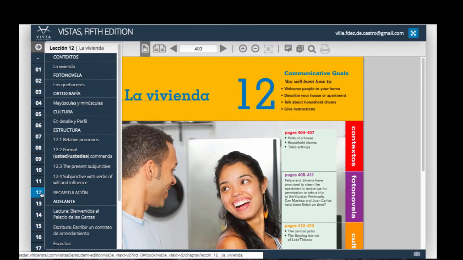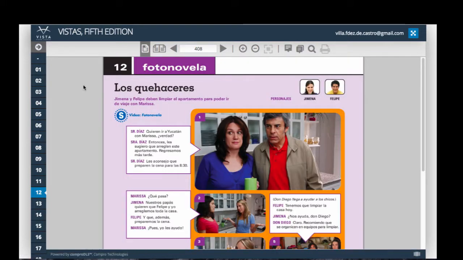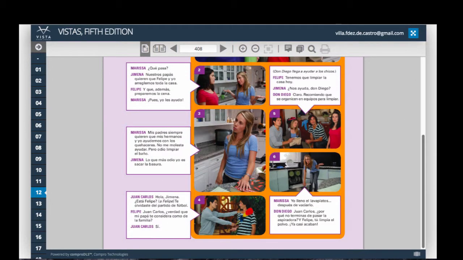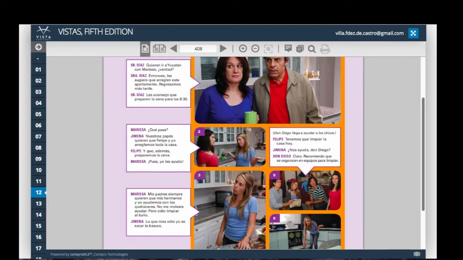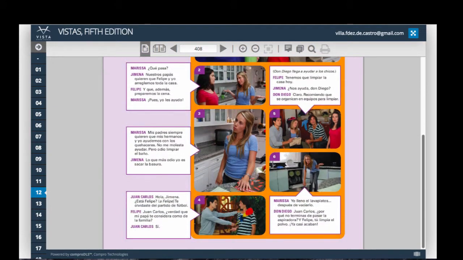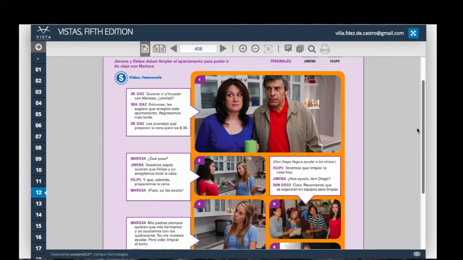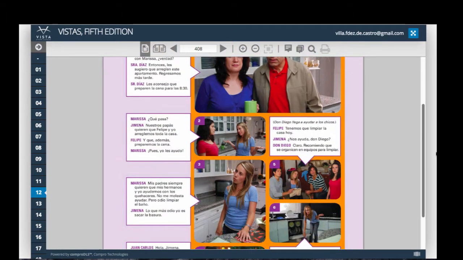What am I telling you guys? Am I crazy? I am sorry about that. So chapter 12, fotonovela, los quehaceres. In this fotonovela, we have Jimena and Felipe, who have to do some home chores at their home. Their parents leave for a walk and to have a coffee, and these two kids have to clean up their house and do some chores.